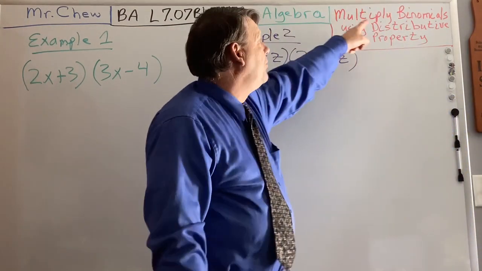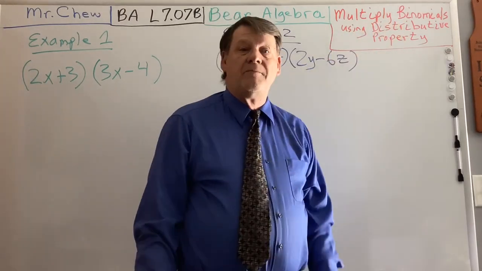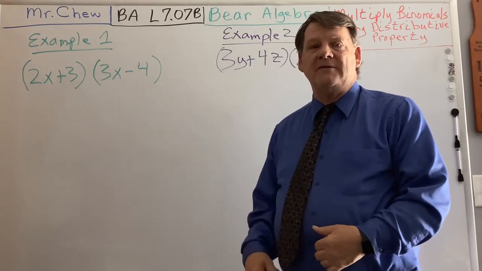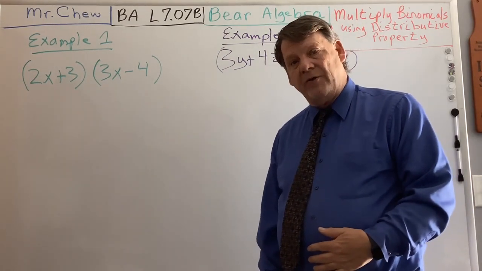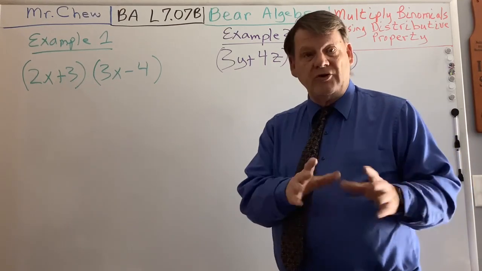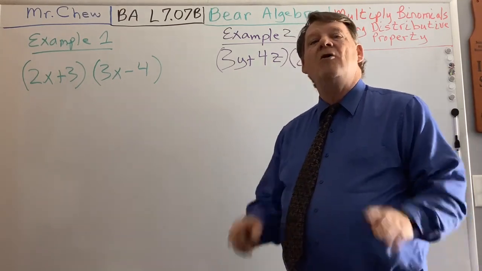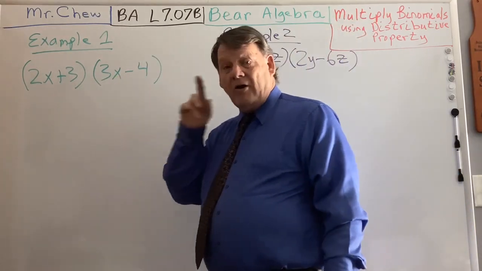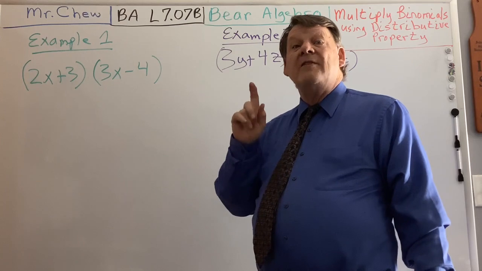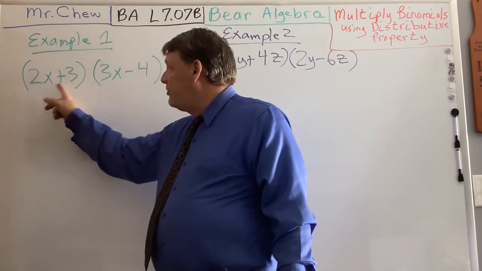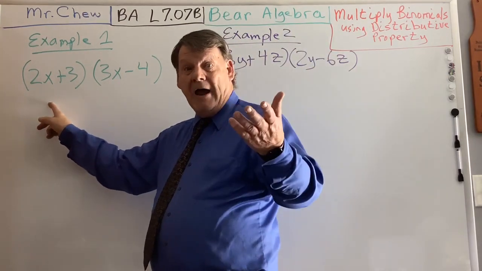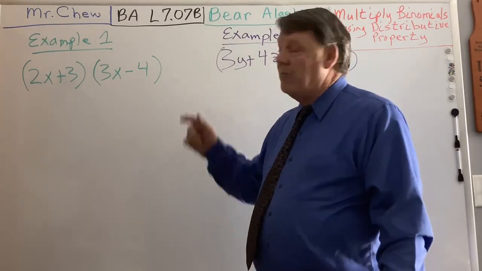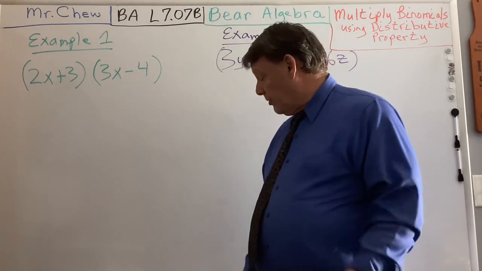Let's talk about multiplying binomials using the distributive property. There's actually four easy ways that I can show you how to multiply binomials, but my introduction, my first video on this, will be using the distributive property. If I have these two binomials, why are these binomials? They are binomials because I've got two terms, which makes it bi. Bicycle has two wheels. A binomial is a polynomial with two terms.